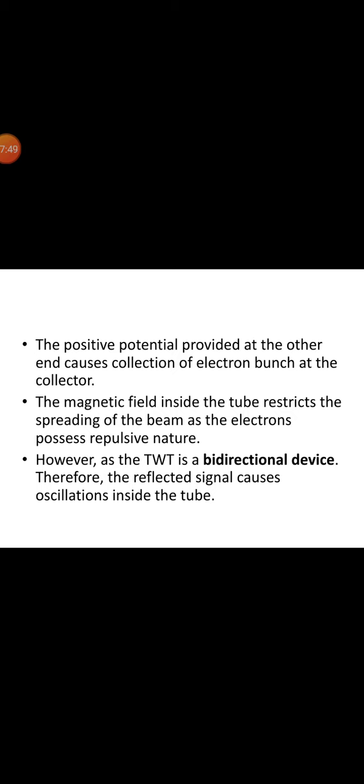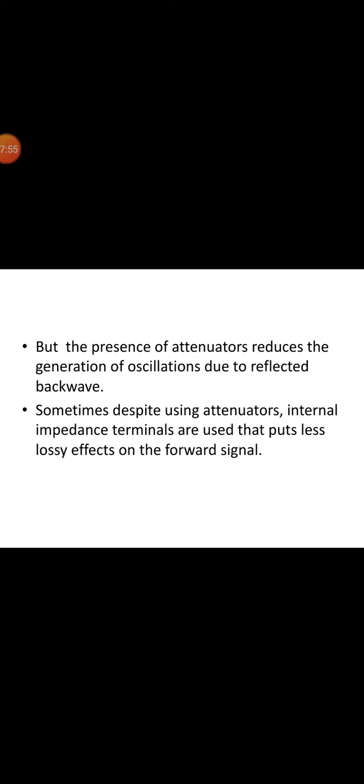However, as the TWT is a bidirectional device, the reflected signal causes oscillations inside the tube. But the presence of attenuators reduces the generation of oscillations due to the reflected back wave. Sometimes, despite using attenuators, internal impedance terminations are used that put less lossy effects on the forward signal.